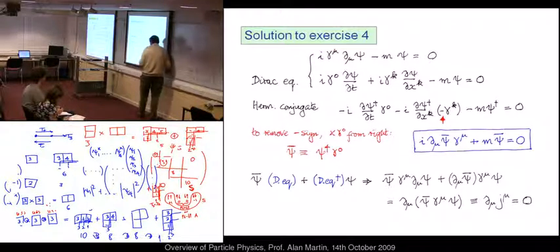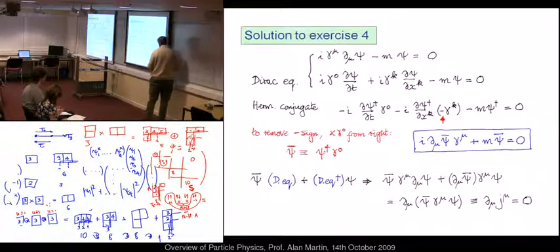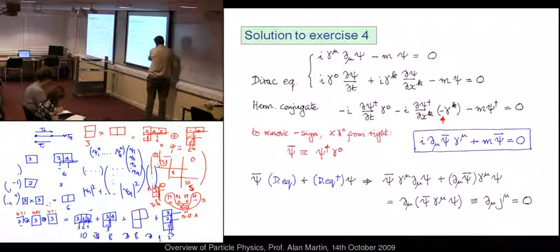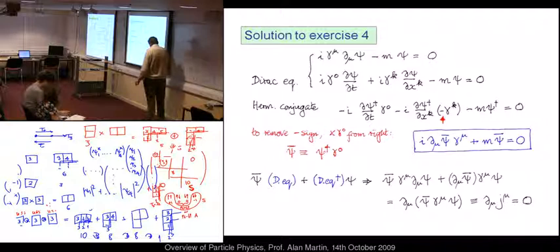So the psi naught gets rid of the pain in the neck at the price of making it a conjugate spinor. That's why you've got this gamma naught in that, and that's why the adjoint equation is this one. Not psi dagger, but psi bar with an extra gamma naught.